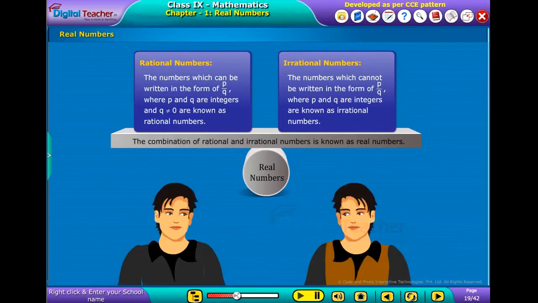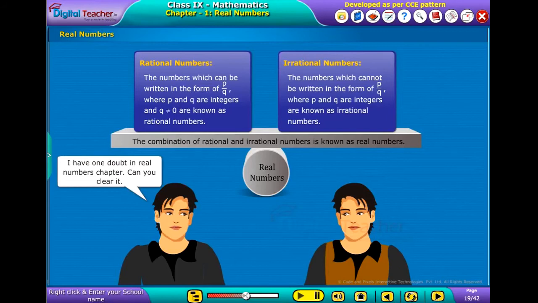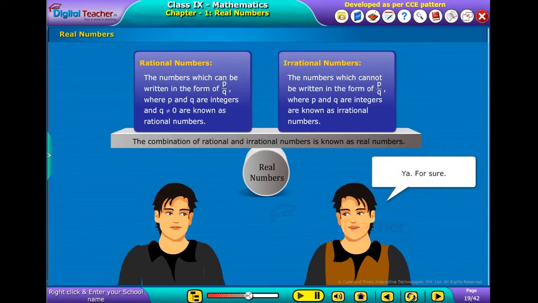Now, let us observe the conversation on real numbers. Hi Raju. Hi Venkat. I have one doubt in the real numbers chapter. Can you clear it? Yeah, for sure.